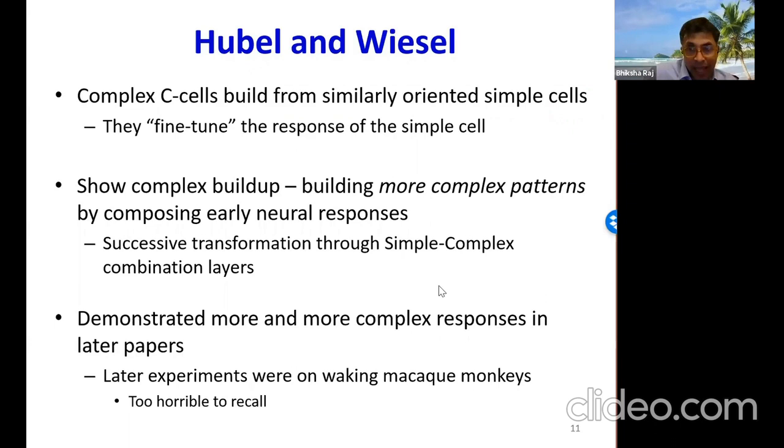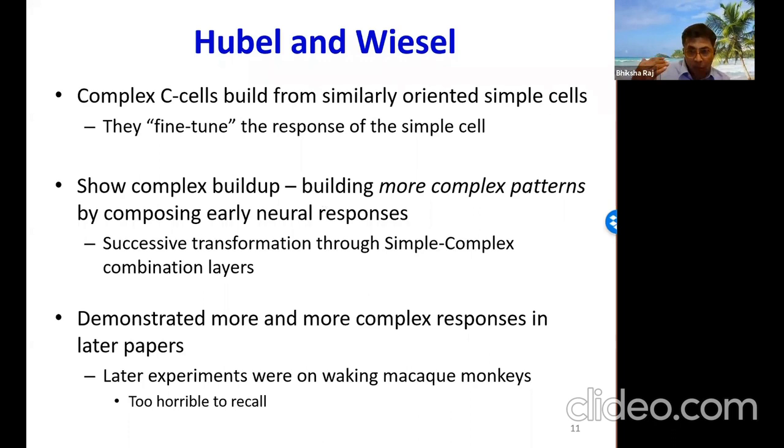The entire visual system has a complex buildup. The early layers detect simple patterns. The deeper layers, which build on the patterns of the earlier layer, recognize increasingly complex patterns. So as the signals are passed through the system, the overall response gets increasingly more complex.